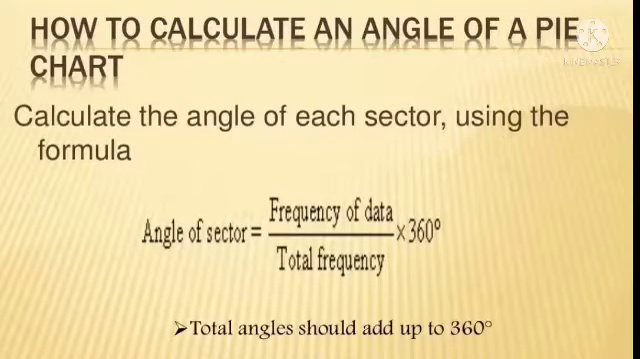How to calculate an angle of a pie chart? To calculate the angle of each sector, we have to use the formula. Angle of sector is equal to frequency of data upon total frequency multiplied by 360 degrees. So, the total angles should add up to 360 degrees.